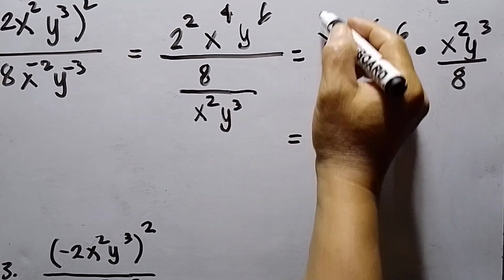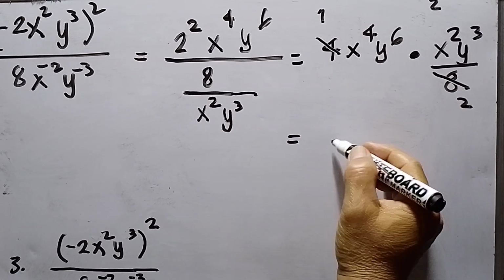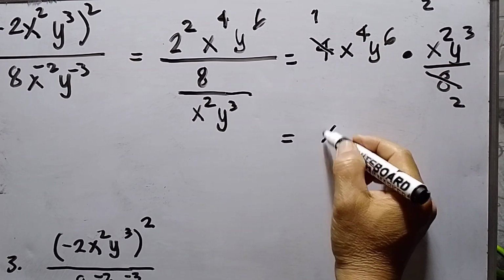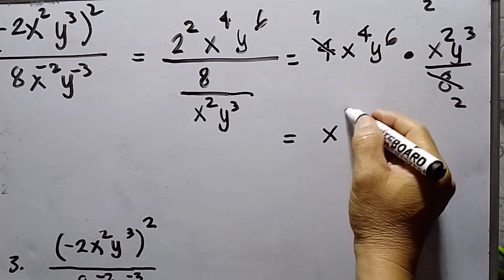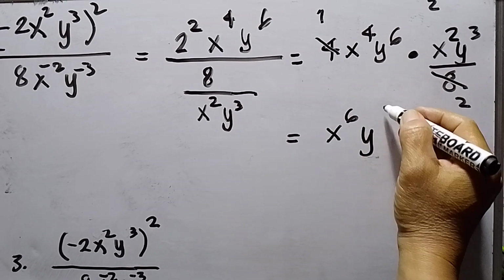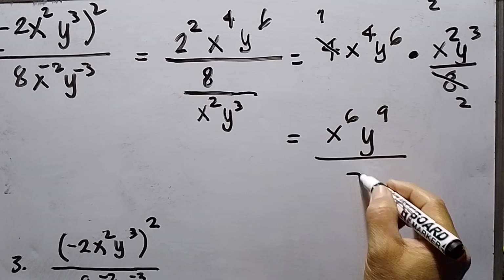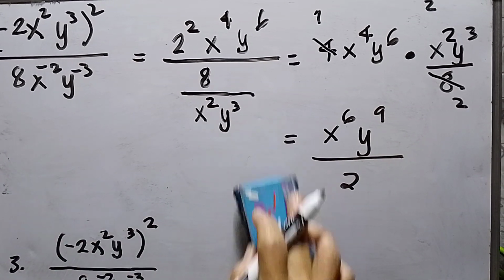This is divisible by 4. This is 1. Divisible by 4. This is 2. Then combine variable x. So 4 plus 2 is 6. And then y to the 6 plus 3, that will be y raised to the 9th power over 2. So that's the answer for number 3.